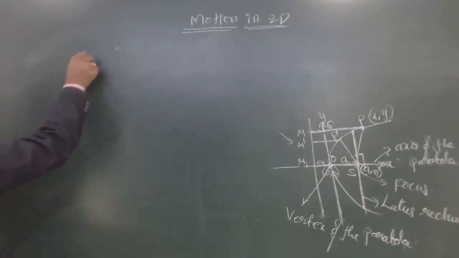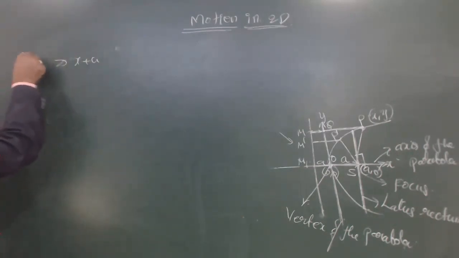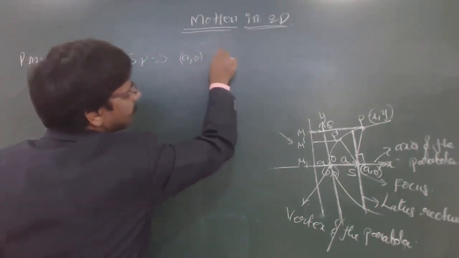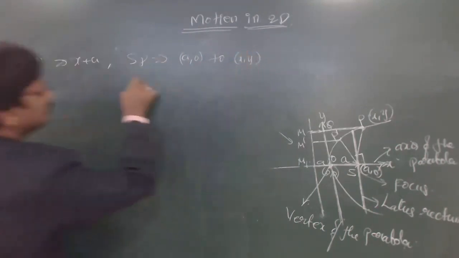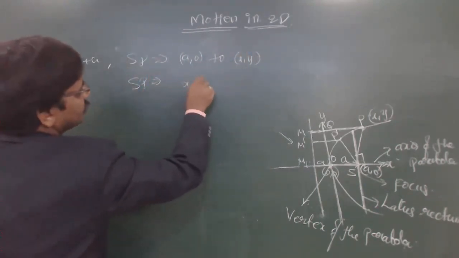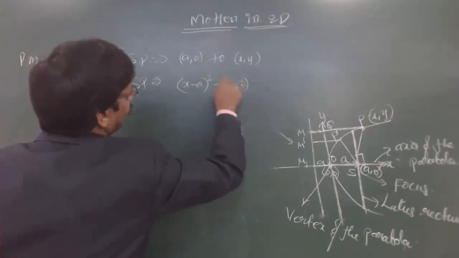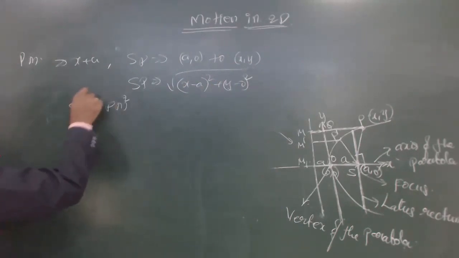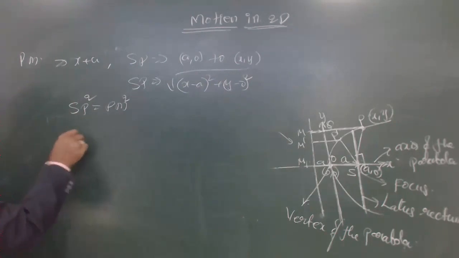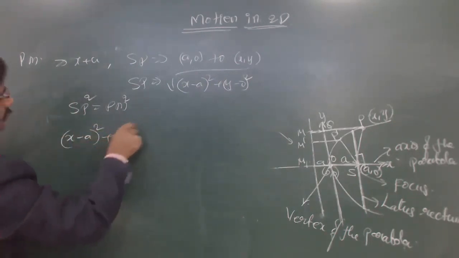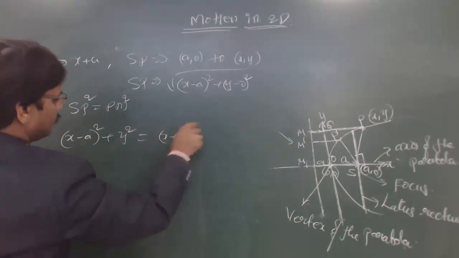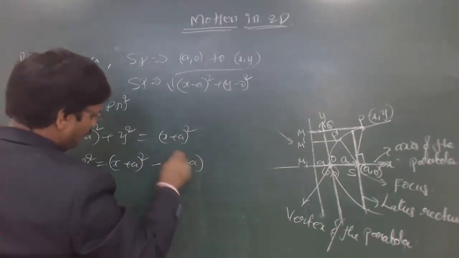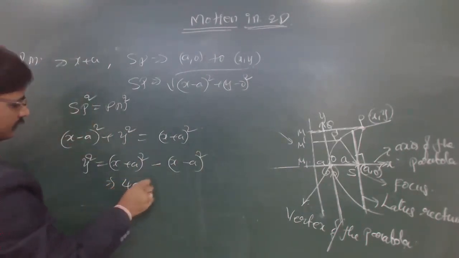So x plus A is PM, and SP is the distance from A comma 0 to x comma y. So SP equals the square root of x minus A whole square plus y minus 0 whole square. Being SP equal to PM, SP square is also equal to PM square. So SP square is x minus A whole square plus y square, which is equal to x plus A whole square, or y square is equal to x plus A whole square minus x minus A whole square, and this value is 4ax.